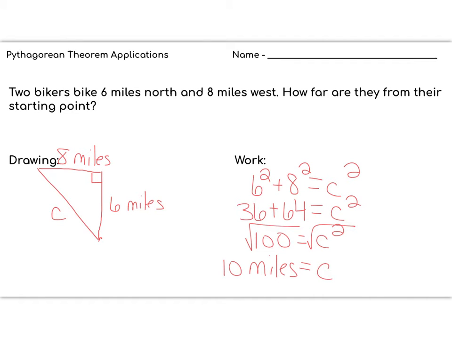Did you get 10 miles? We were solving for the hypotenuse, so we set up 6 squared plus 8 squared equals c squared. When we solve that, we get c is 10, and our units are miles. So for every problem, you need your drawing. It's going to be a right triangle, label it correctly, and show your work.